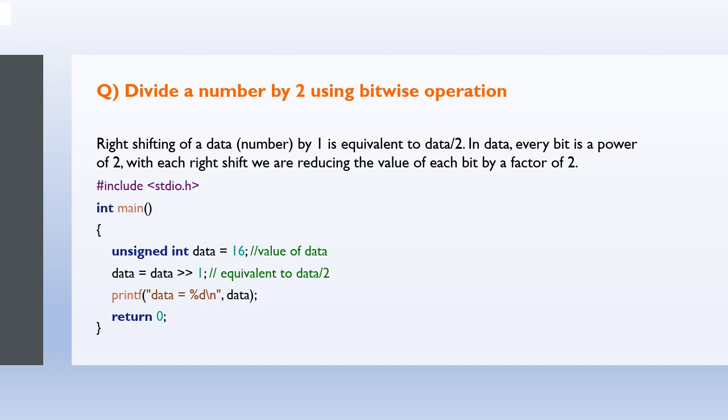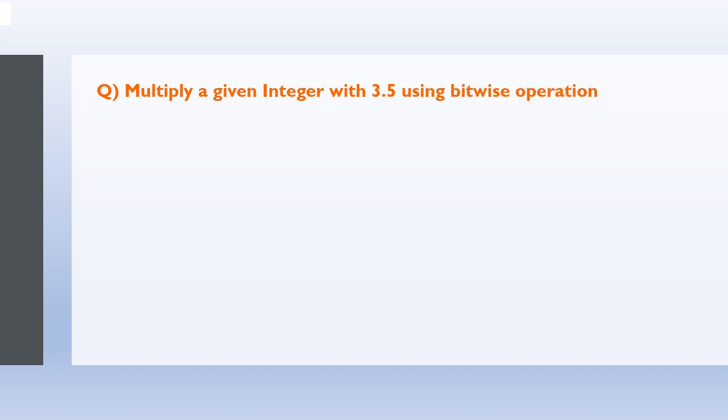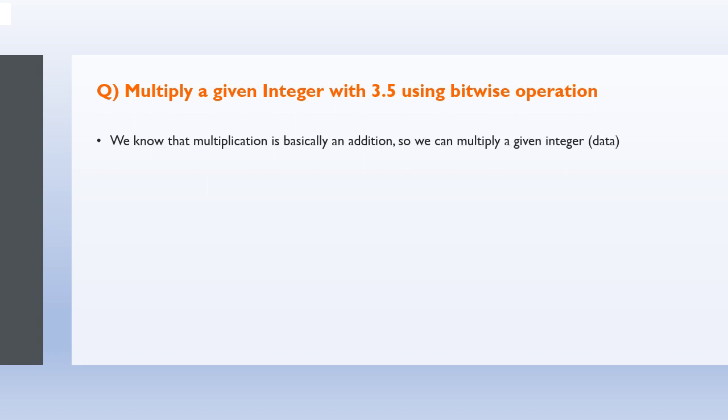Next question, let's move on to the next question. Multiply a given number with 3.5 using bitwise operator. We know multiplication is basically an addition, so we can multiply a given number data with 3.5 using the following operation: 2 * data + data / 2, right?